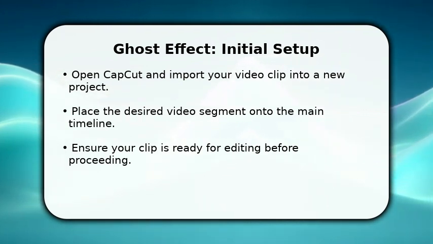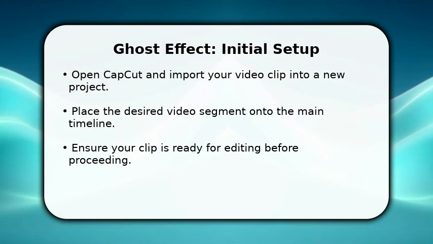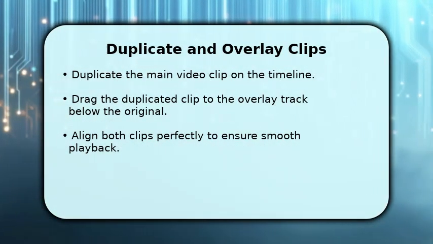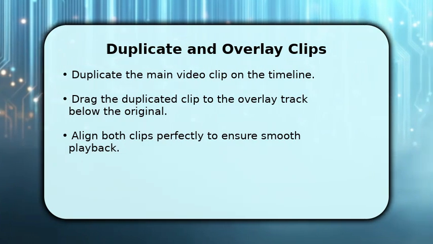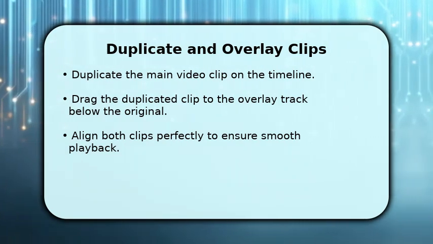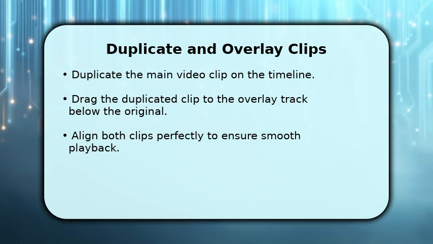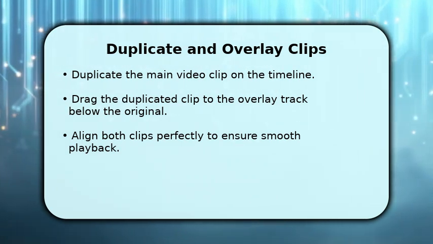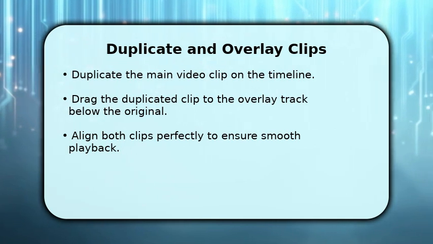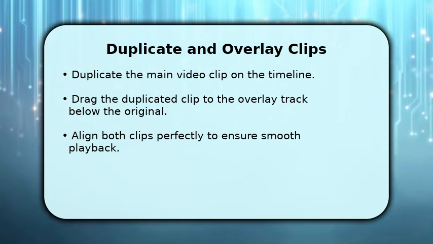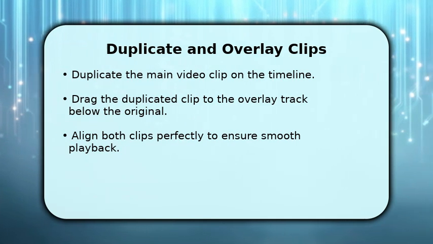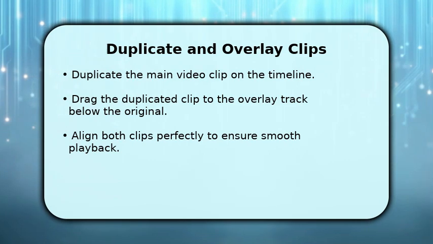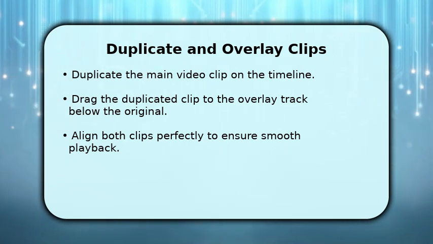Make sure your clip is trimmed to the desired length for the effect. Now, let's create the ghost's double. Select your main video clip on the timeline and duplicate it. Once duplicated, carefully drag this new copy down to the overlay track, positioning it directly beneath the original clip. It's crucial to align both clips precisely at the same starting point. This ensures that your ghost effect will appear seamlessly, creating a convincing visual illusion for your viewers.